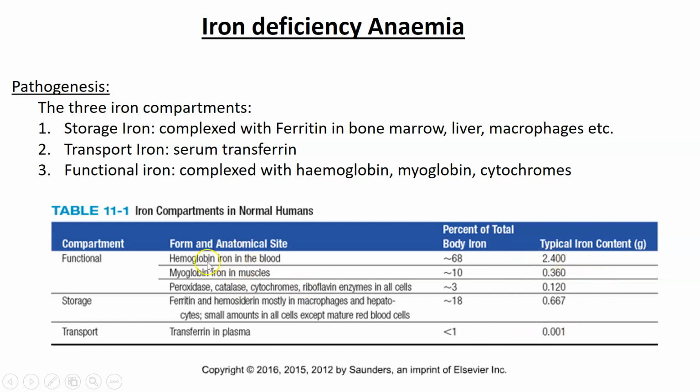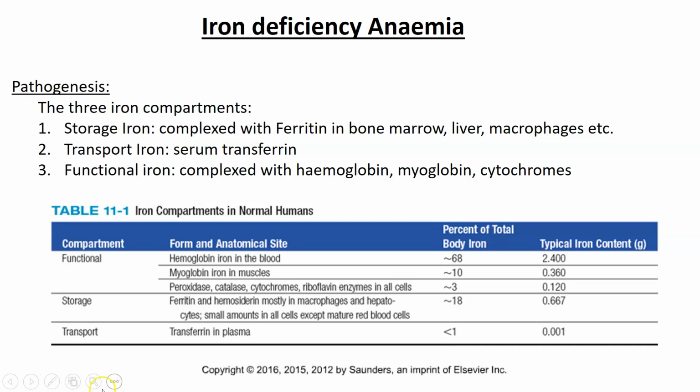So hemoglobin in the blood, myoglobin in the muscles, and then other important enzymes in many different types of cells which are also complexed with iron. So peroxidase, catalase, these are the enzymes which need iron for them to work.